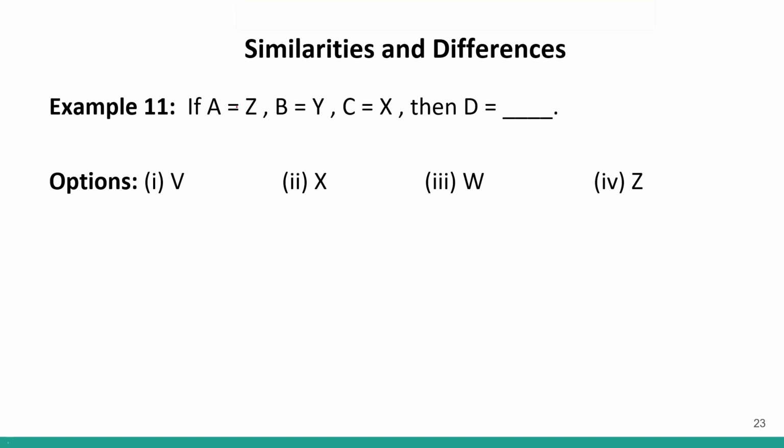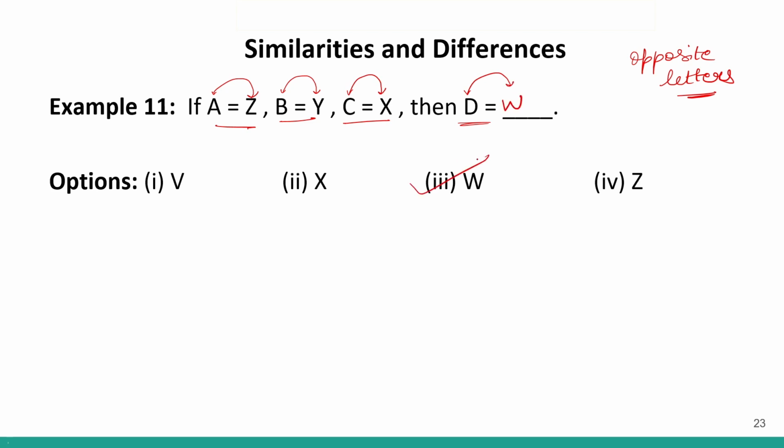Okay. Now, A equals Z, B equals Y, C equals X, and then we have to find the value of D. If you remember, there was a concept of opposite letters. This we studied in alphanumeric, coding, decoding, and also we discussed in the last class. So A is the opposite letter of Z. Similarly, B is the opposite letter of Y. C is the opposite letter of X. Similarly, for D, the opposite letter is W, and our answer will be option number 3, W.